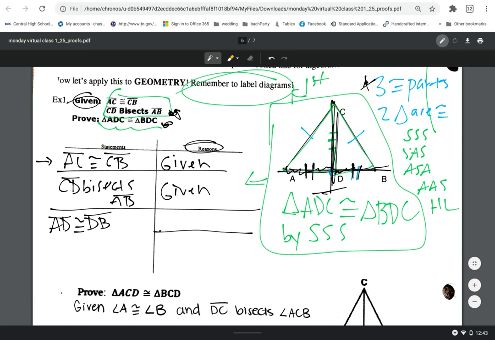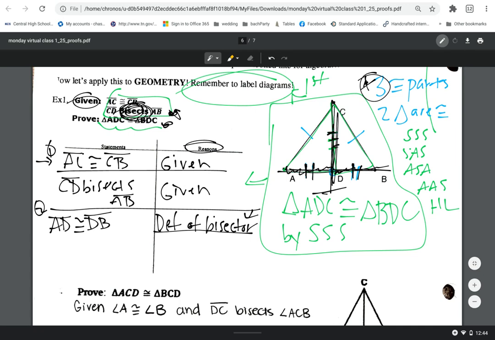Now, what's the reason? How did we know? Well, we knew that because we know what bisect means, right? So if it's in here, you're most likely going to use that word in your reason. So definition of bisector. You could also write definition of segment bisector. That's fine too. I'm fine with definition of bisector. All right. So now we've got 1, 2 congruent parts. How many do we need? 3.